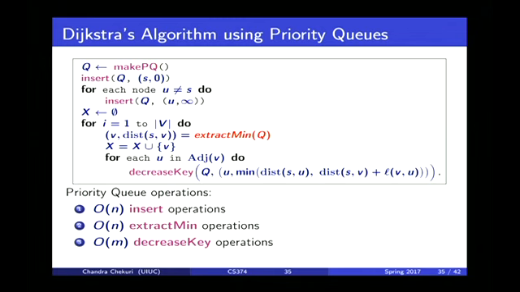For i equal to 1 to n, you pull out the guy from the priority queue with the smallest value of the key, right? Okay, you do that. That's extract min. And x becomes one more, the new guy.